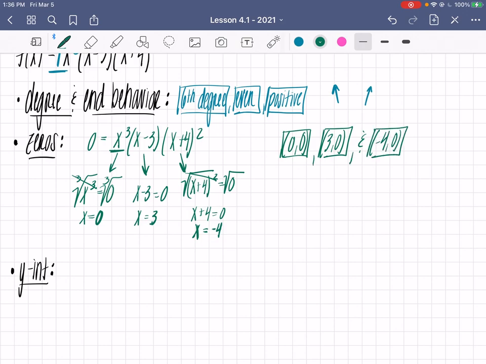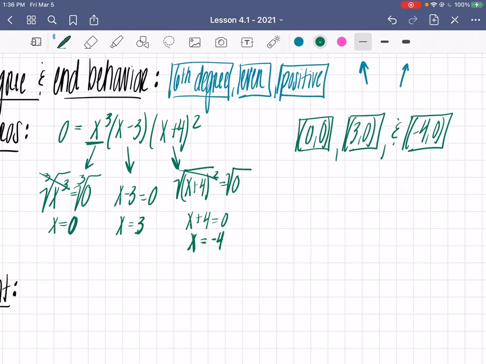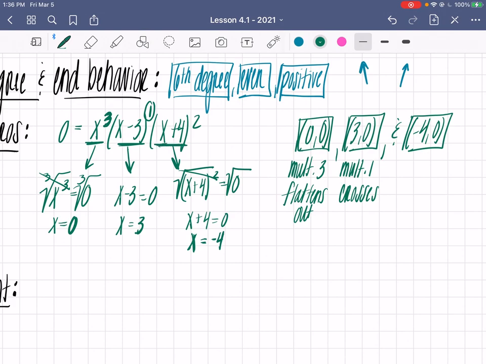We determine the multiplicities now, so look back to see what's the exponent. So (0, 0) has a multiplicity of 3. This one is going to make that flatten out S shape, so it flattens out is what we're going to say. (3, 0), that just has an exponent of 1, so it's a multiplicity of 1, which means it crosses straight through it. And then (negative 4, 0), that has a multiplicity of 2, which means it's going to bounce.